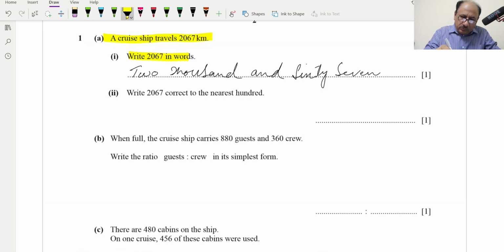Write 2067 correct to the nearest 100. So this will be 2000, closer to 2100. So we will write 2100.